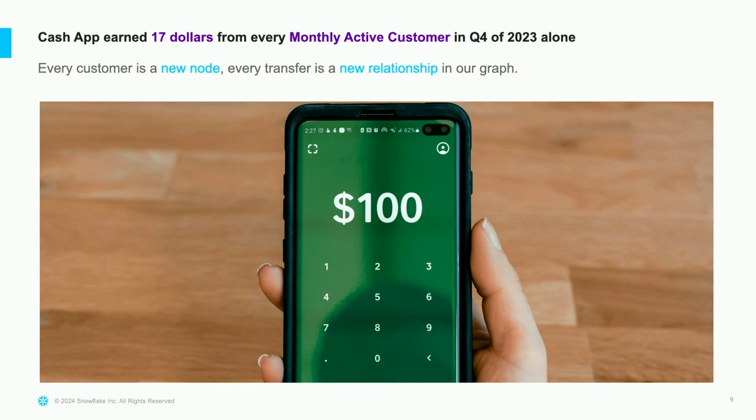Roughly speaking, here are some stats. We earned $17 for every monthly active customer in Q2 of 2023 alone. And just to give you another number, for every $100 that inflows into the platform, we make a little short of $1.50, so 1.5%, roughly speaking. Which means that the more money inflows into the system, the more value the platform creates for our customers, and the more we're able to monetize. That's the strategy part. That's the way that we see the business.